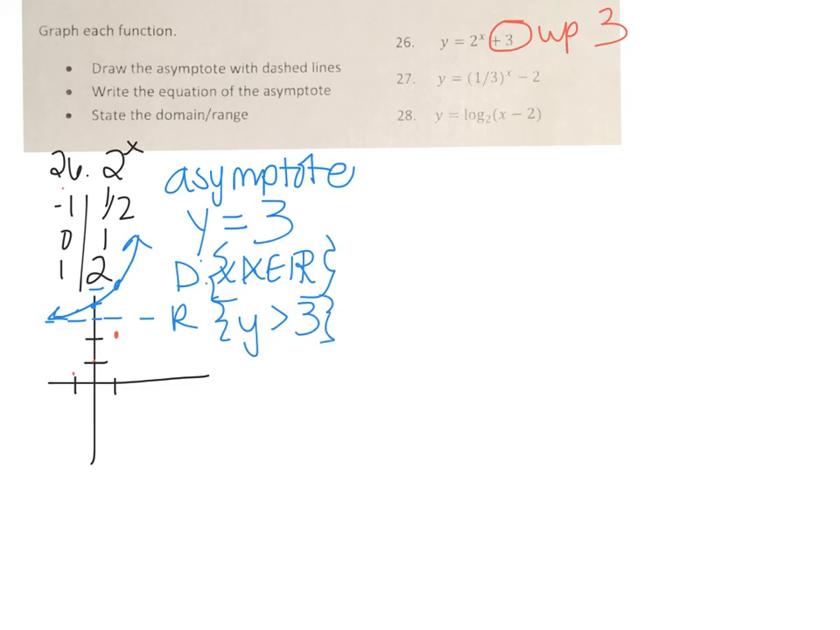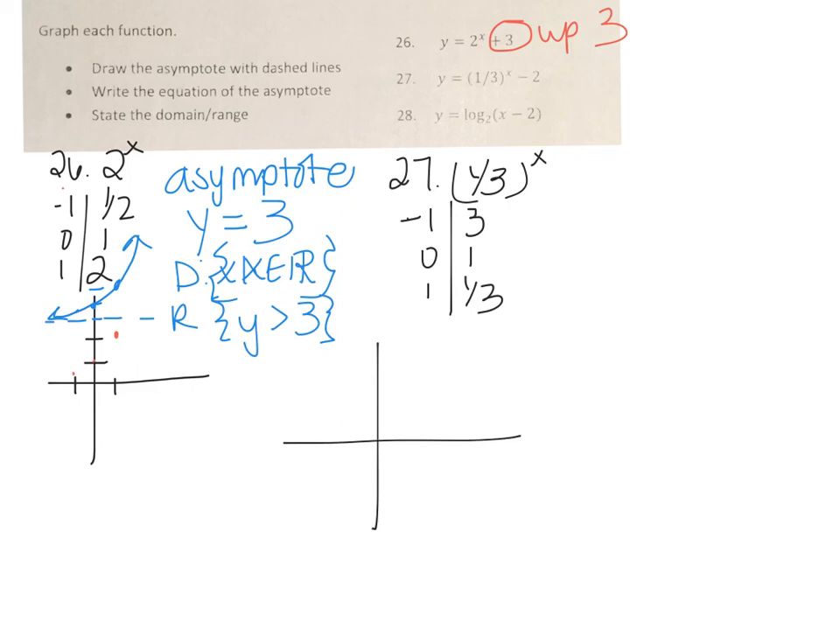Number 27, y equals 1/3 to the x. My parent graph is 1/3 to the x power. Plug in -1, 0, and 1. That's 3, 1, and 1/3 because 1/3 to the -1 power is the reciprocal. And we'll draw that. And then all of my points move down 3. So I'm going to move my points down 3.